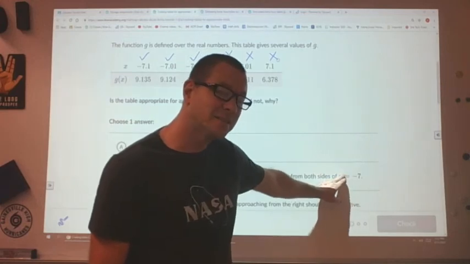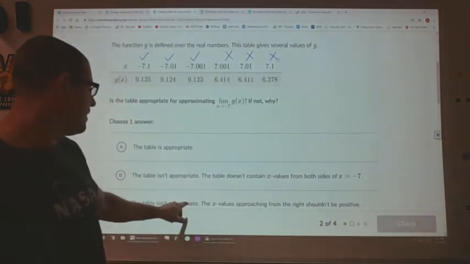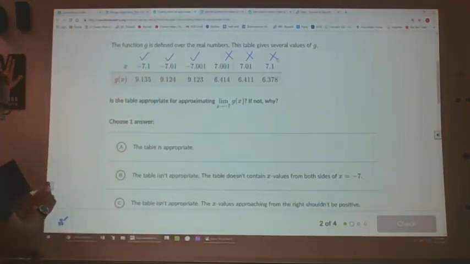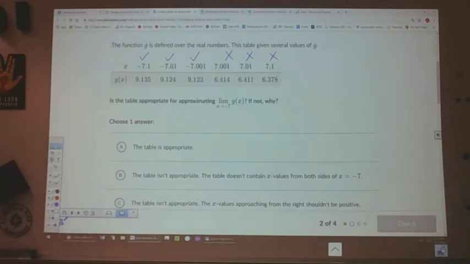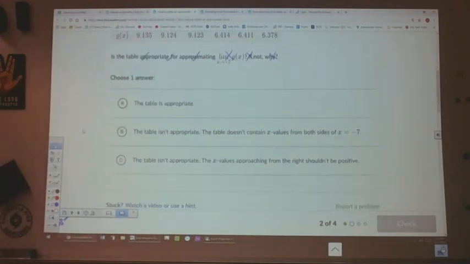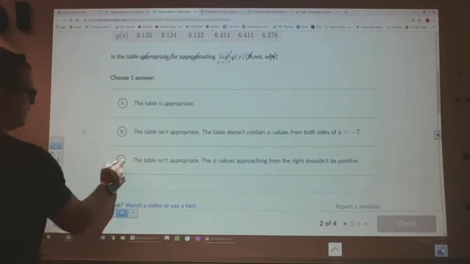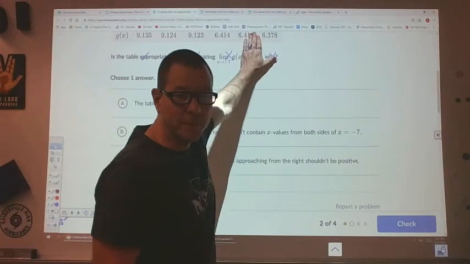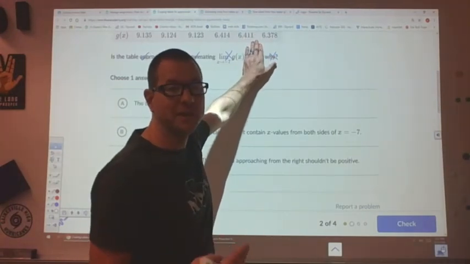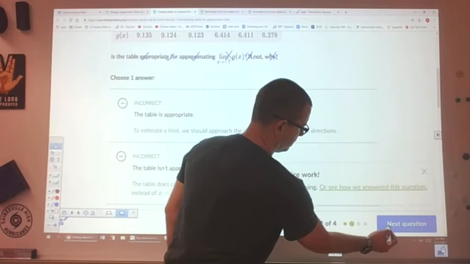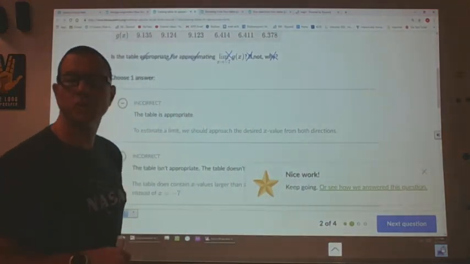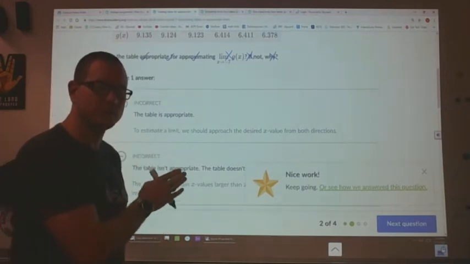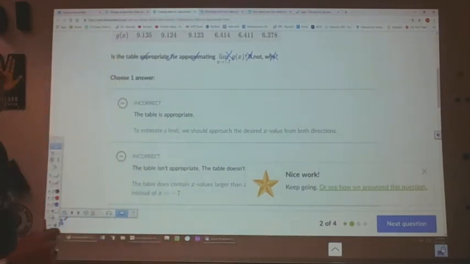It technically does. These are to the right, but the x values approaching from the right shouldn't be positive. Let's make sure we check all of our options. No. C is the right answer in this case. The values to the left are fine, but the values to the right shouldn't be positive. If you're looking for -7, they should be around -7. So you're just looking at those tables. Is it centered on your value? And you want some to the left, some to the right. Okay.